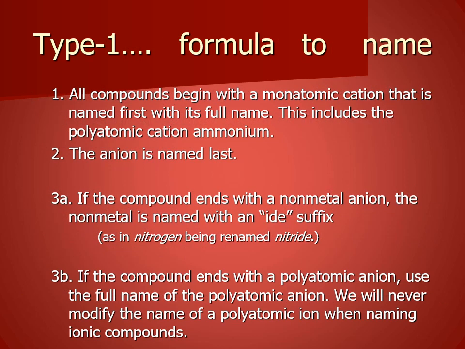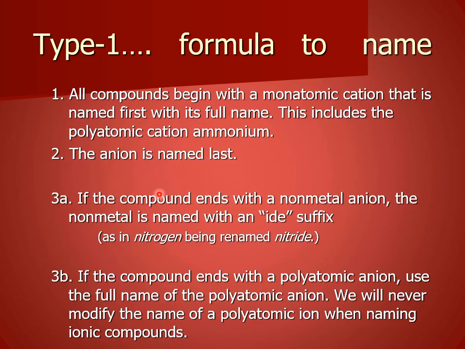Okay, what are the rules? Well, here are the rules if you want to go from the formula to the name. From the formula to the name. Okay, so if I have a formula like NaCl, right? Sodium chloride, NaCl. Well, how did we get that name from NaCl? Well, first of all, compounds begin with a monoatomic cation that is named first with its full name. This includes the polyatomic ion ammonium, and we'll use the word ammonium. The anion is named last.